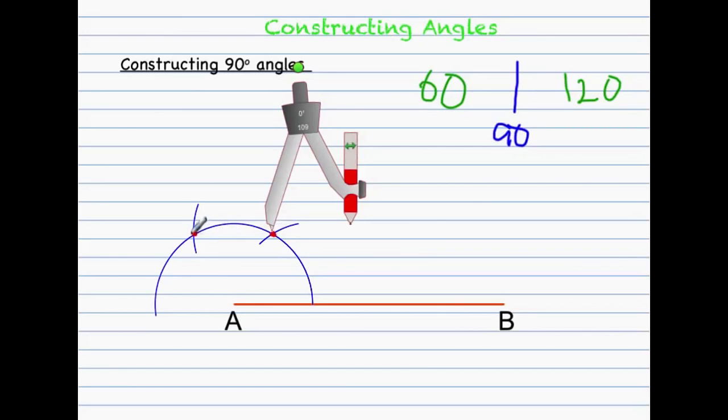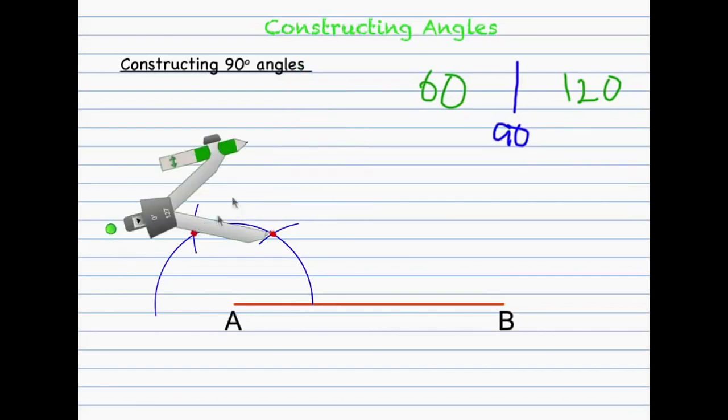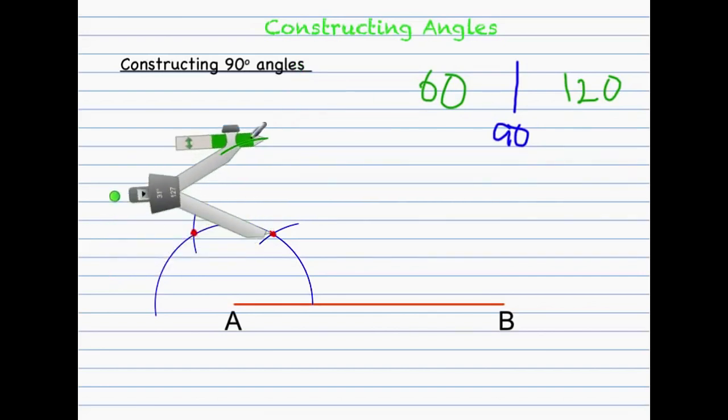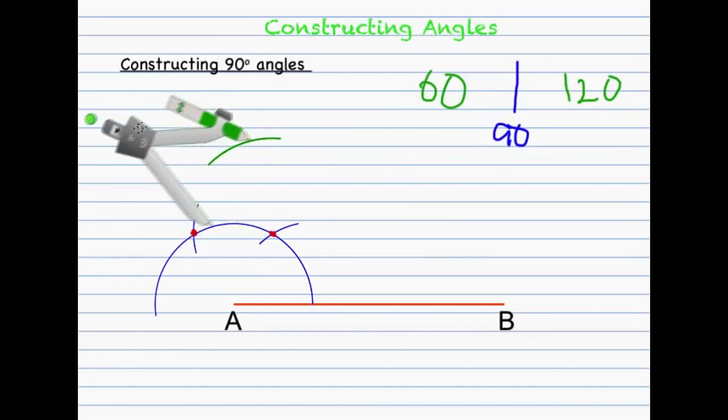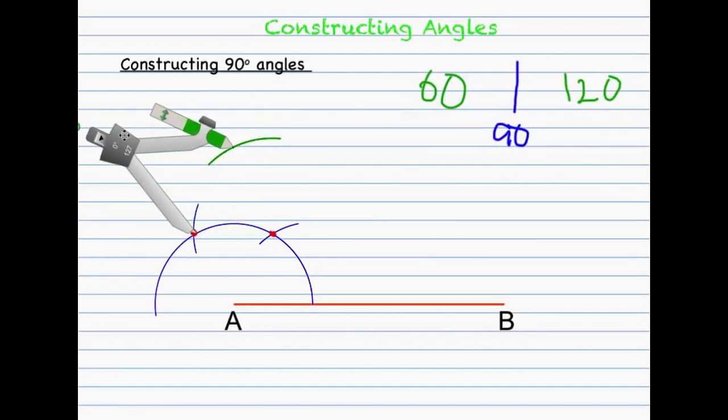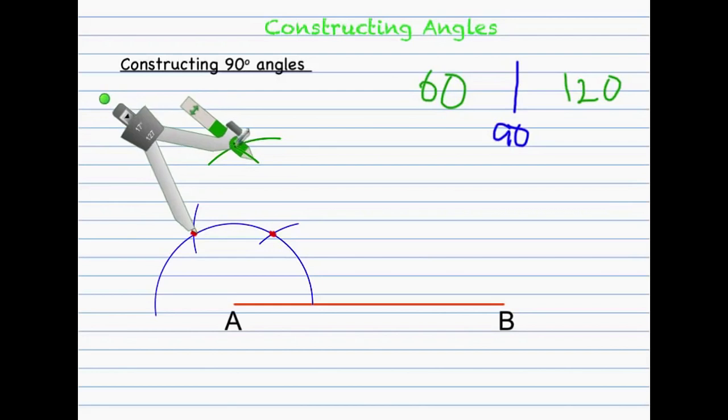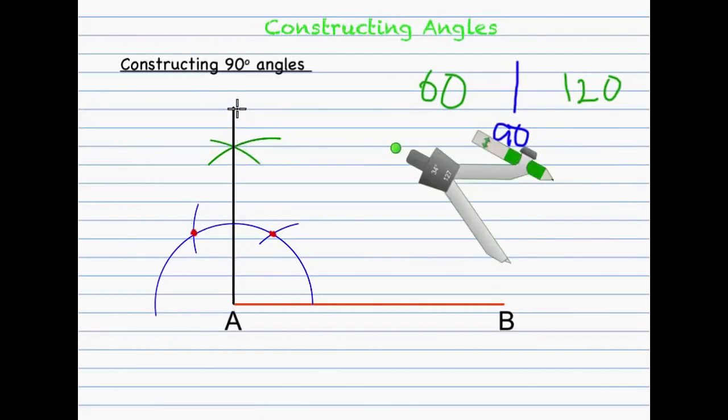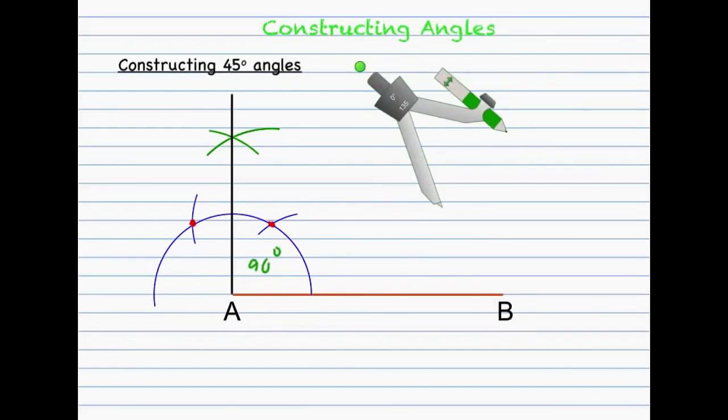My aim now is to bisect the angle between the 120 degree mark and the 60 degree mark. So I'll open the compass up a bit, create an arc above, about halfway between, move it to the other end that I'm interested in, and create a new arc which cuts the first one. And now if I connect a line straight from the point A up to that intersection, now I have 90 degrees.